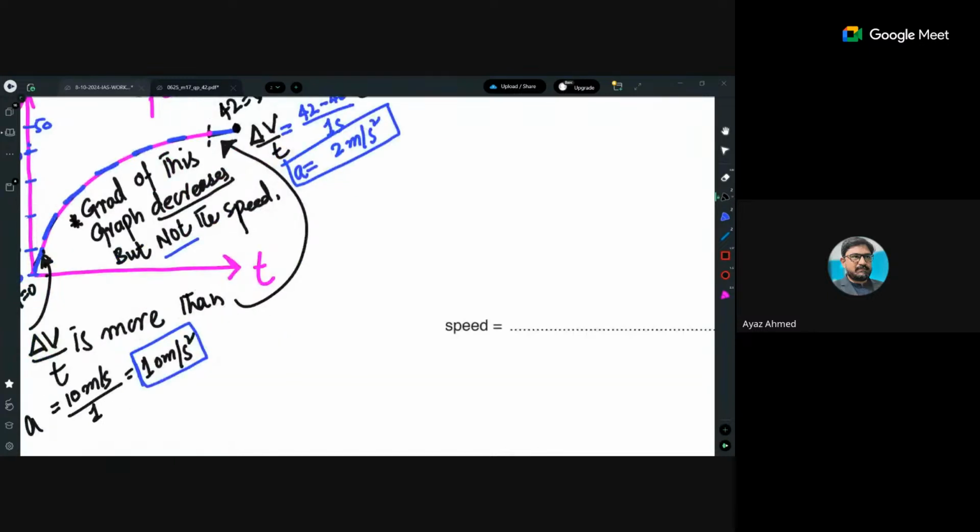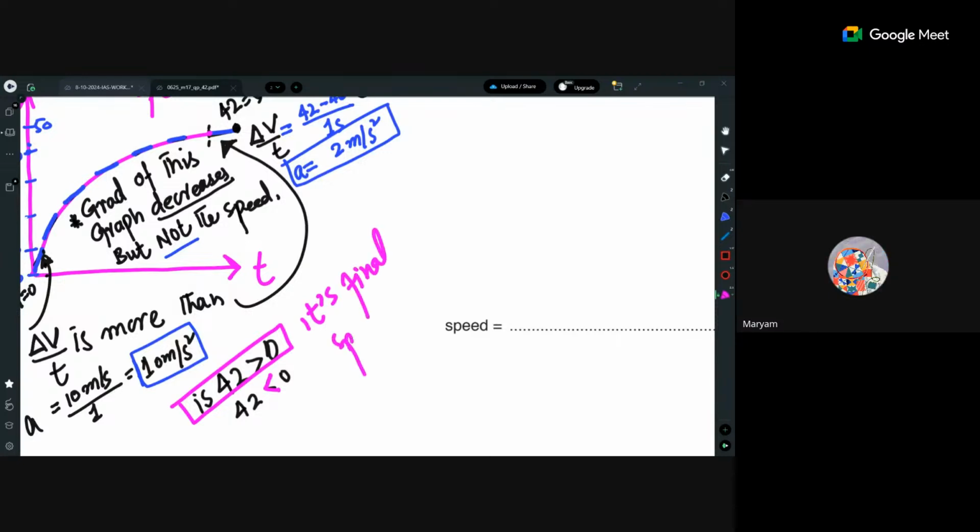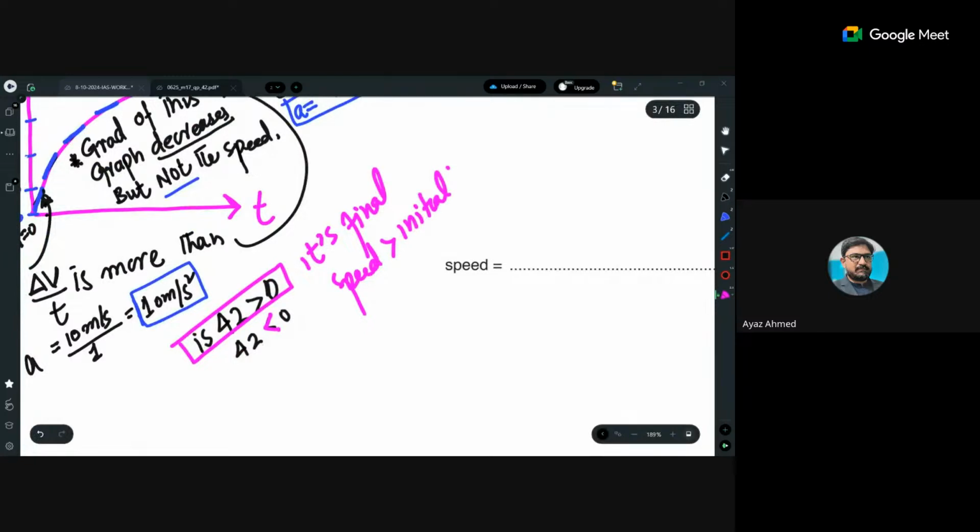Okay, so I have one more question. Is 42 greater than 0 or less than 0? Greater. So, can I say that its final speed is more than initial? Yeah. Can I say that when the final value is more than initial, that quantity increases?